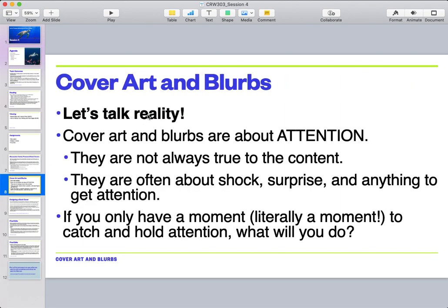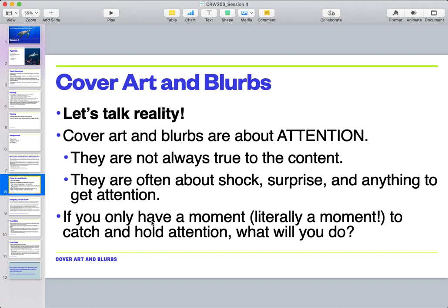So, a little blurb about it. Not only do we often look at cover art and how the text is shared, but there are also often blurbs. There could be a little bit about what this book is about, and there are also blurbs where we get people to say something about it. But let's talk about reality. Cover art and blurbs are about attention. That means they're not always true to the content, and they are often aiming for shock, surprise, absolutely anything to grab just a moment of your attention.